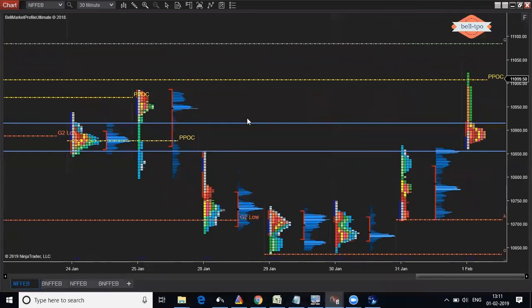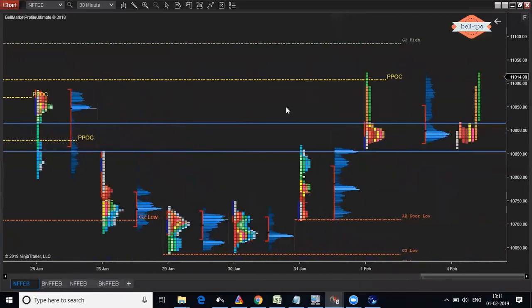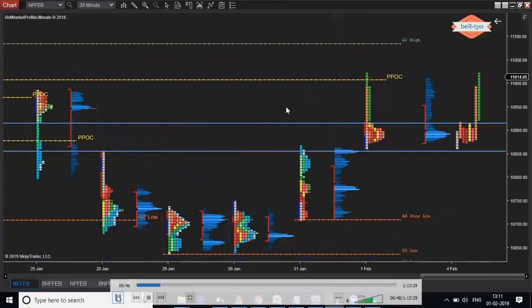That's a good sign. But if that sign is still missing, then that's still considered as weaker hand buying. Usually price point of control acts like a magnet. I'm going to pause the session here.